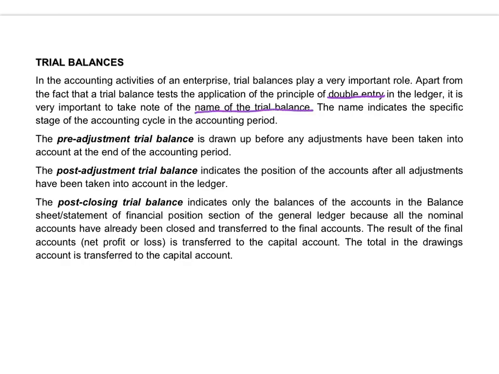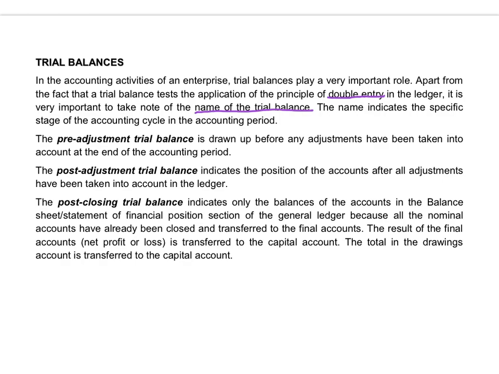So at the end of each month, we will draw up a trial balance to determine whether all the entries in that specific month were double entries. If the trial balance doesn't balance, it means that you have to go and look for the mistake, and you have to correct mistakes at the end of each month before you carry on with your books for the following month.